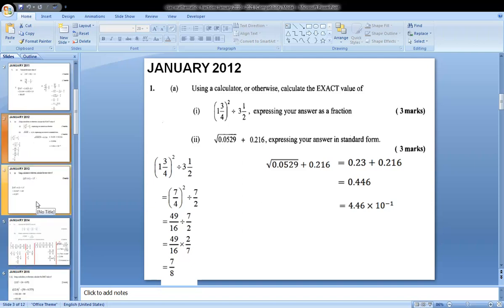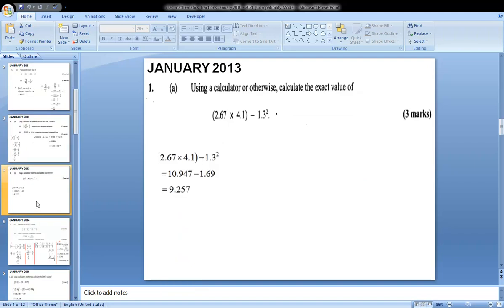Let's move on to the next question now. We're going to the January 2013 paper. It says, using a calculator or otherwise, calculate the exact value of 2.67 multiplied by 4.1, subtracted from 1.3 squared. 3 marks for this.